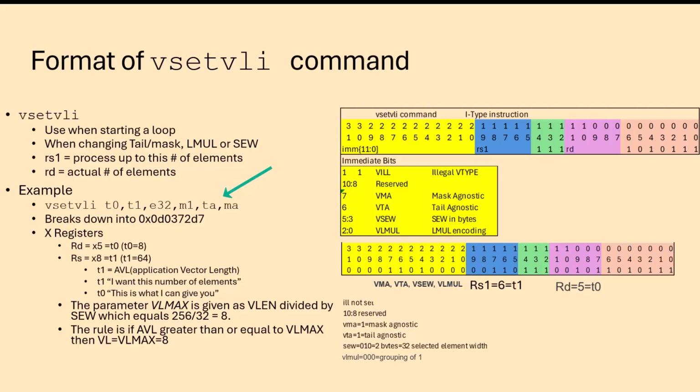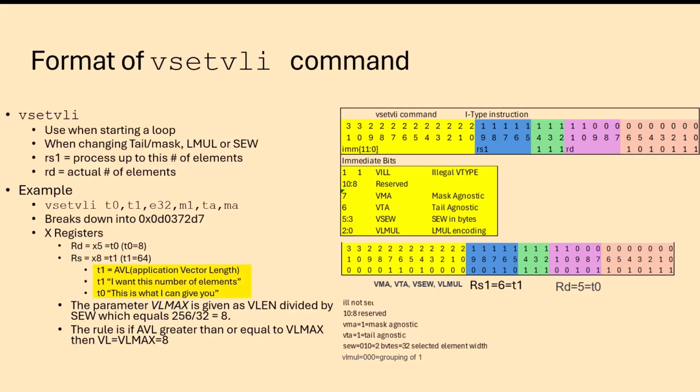The application vector length, AVL, is requesting a length of 64. However, VLMAX is given as VLEN divided by SEW, which equals 8. So the rule is if the AVL is greater than or equal to VLMAX, then the VLMAX number is returned, which in our case is 8. This is reflected in the value of the register t0. 8 passes will be required to process 64 elements.